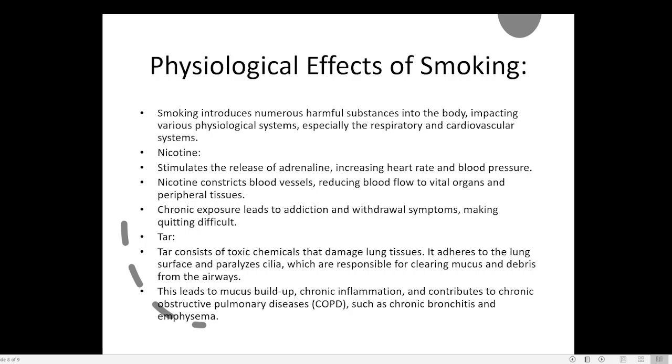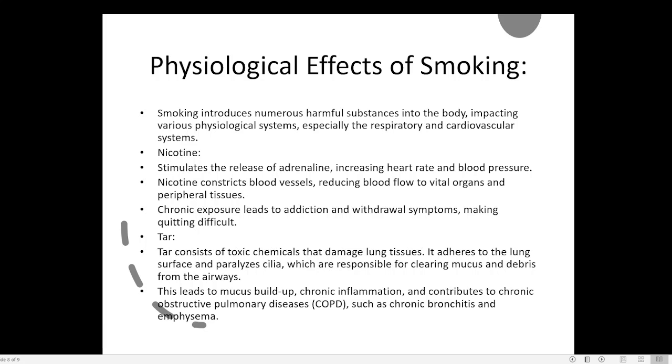And the main chemical in smoking is nicotine. Nicotine stimulates the release of adrenaline, increasing heart rate and blood pressure. So that is the effect of nicotine. The second effect of nicotine is that it constricts or contracts blood vessels, reducing blood flow to vital organs and peripheral tissues. So when a person is smoking continuously for several months or years, sometimes the blood vessels get narrow, and enough blood may not reach various organs, like the ends of the legs or the ends of the arms.